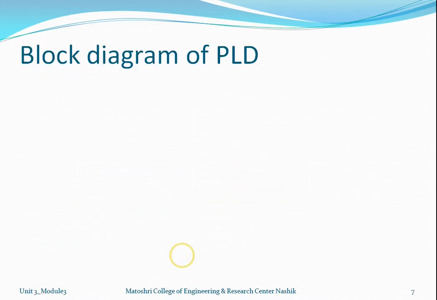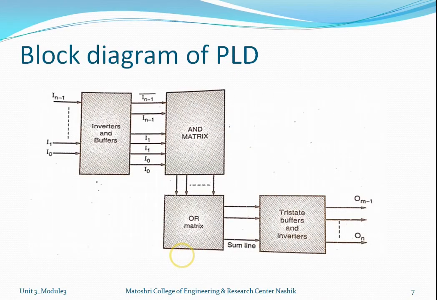Block diagram of PLDs. In this block diagram, you can see that the first block is the inverters or buffers. Then the second block is the AND matrix, which is followed by the OR matrix. And finally, the sum line gives the tri-state buffers and inverters, and we get the output from these inverters.